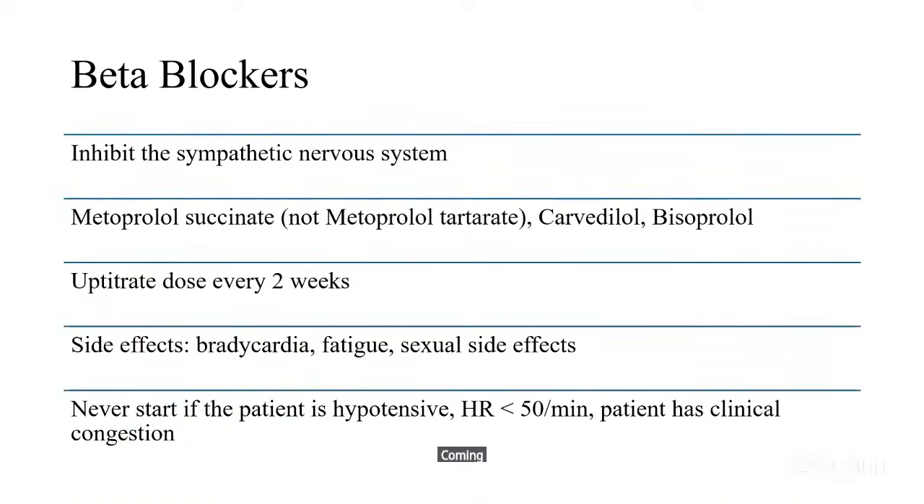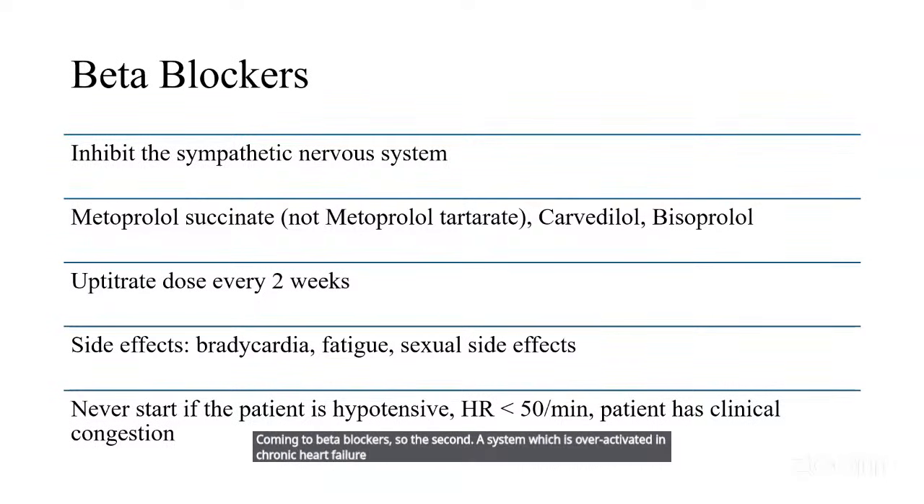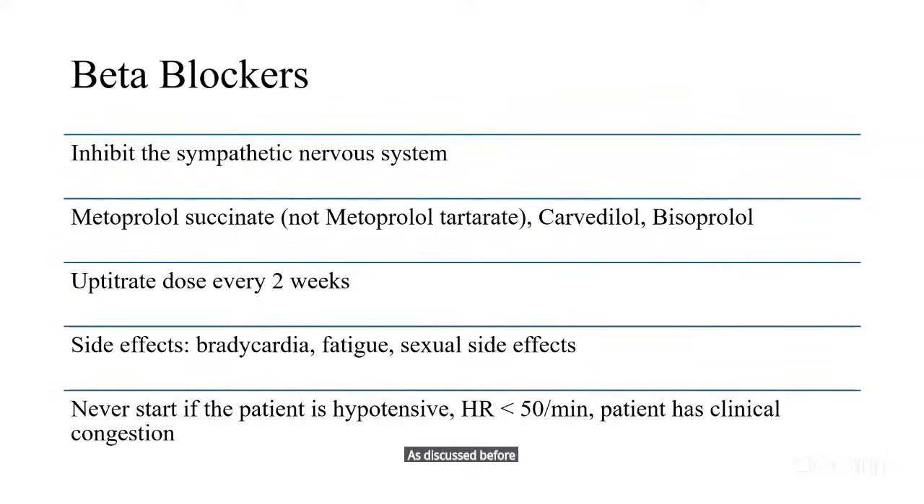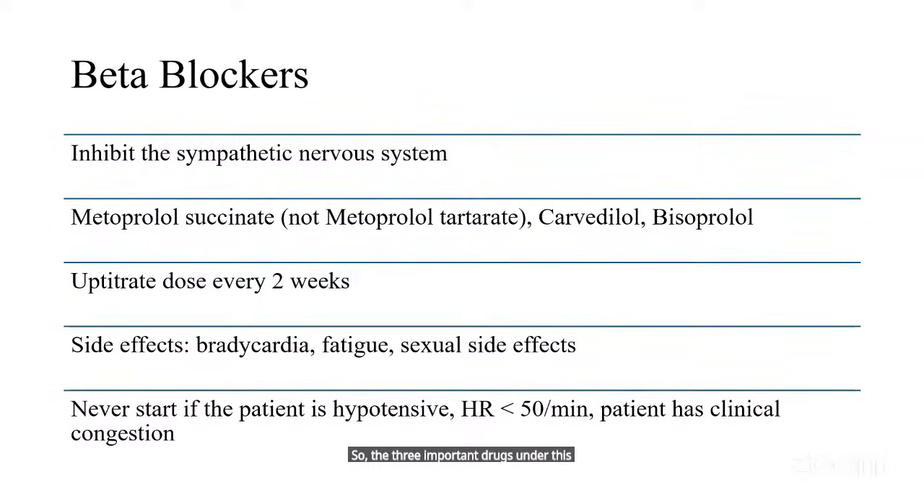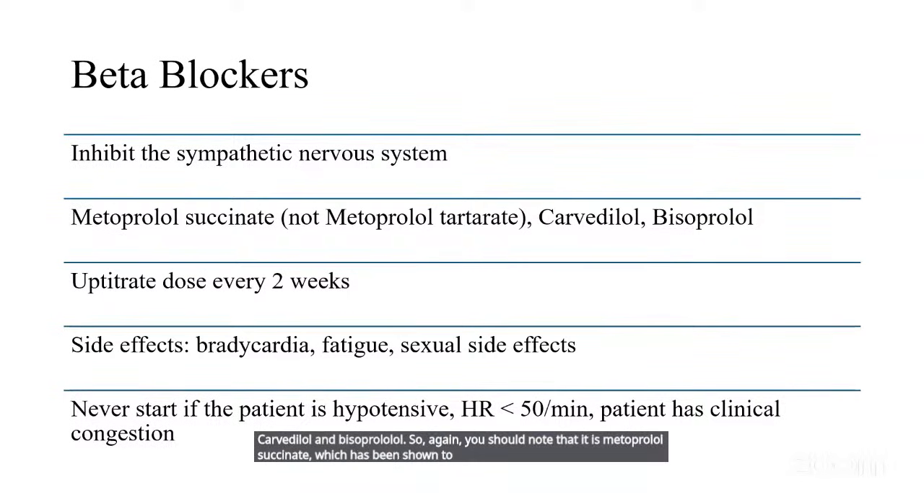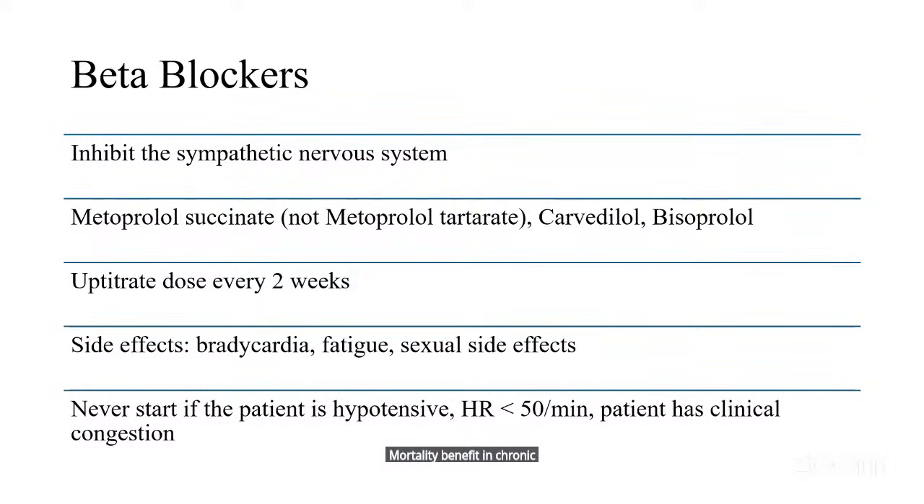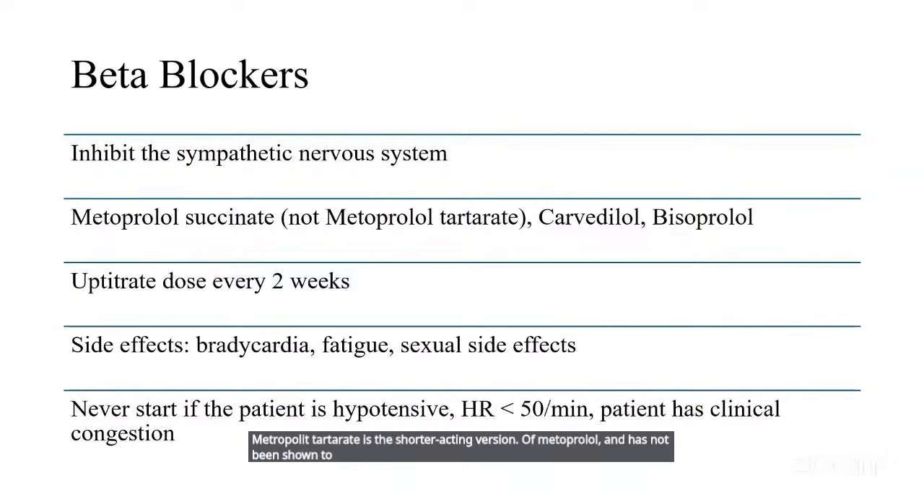Coming to beta blockers, so the second system which is overactivated in chronic heart failure is the sympathetic nervous system. As discussed before, this system again causes adverse cardiac remodeling of the heart, and it is important to inhibit this overactivity. So the three important drugs under this category are metoprolol succinate, carvedilol, and bisoprolol. So again, you should note that it is metoprolol succinate which has been shown to provide a mortality benefit in chronic heart failure, and it is not metoprolol tartrate. Metoprolol tartrate is the shorter acting version of metoprolol and has not been shown to have any mortality benefit.